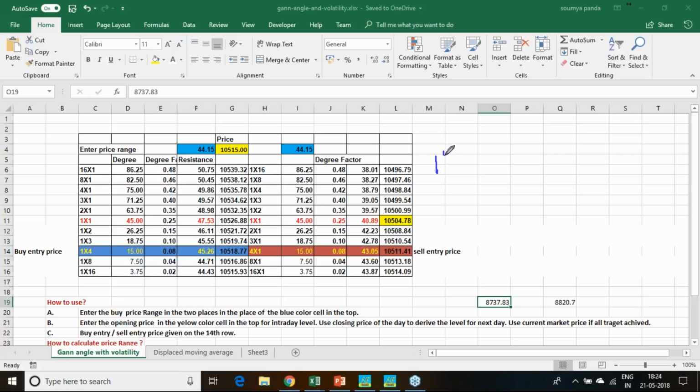As I have told you from the beginning, 1 degree equals 4 minutes. When we venture to predict price and time, the degree is always associated with time. So for 15 degrees, 15 times 4 is 60 minutes, which is nothing but 1 hour. In intraday trade, 1 hour is considered the smallest cycle.